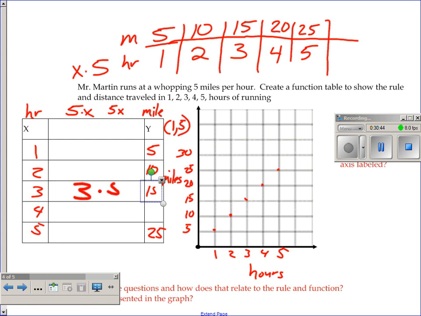So that unit rate tells you quite a bit about what your rule is. Does everybody see the relationship between the unit rate of 5 miles per hour, eyes here, and your rule right here? Your unit rate's going to set up your rule. Then you can easily put in any number and get something out, and you can graph it on there.